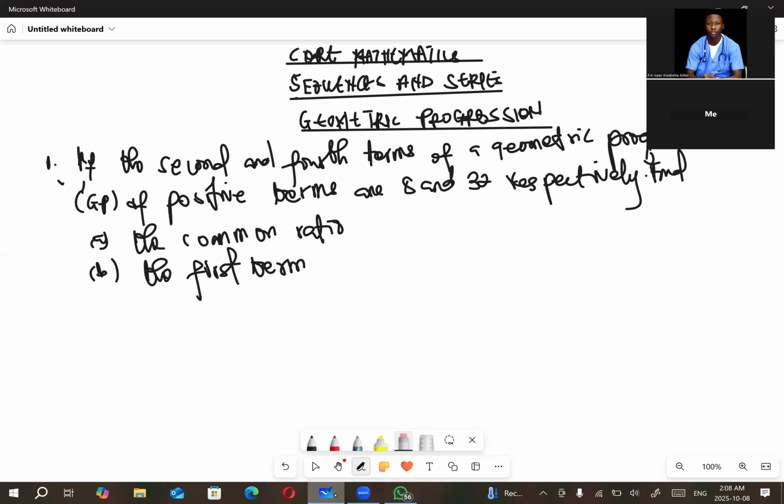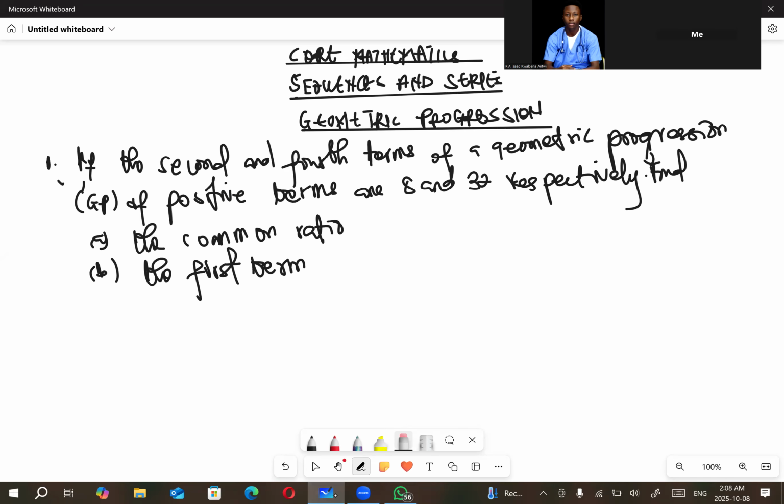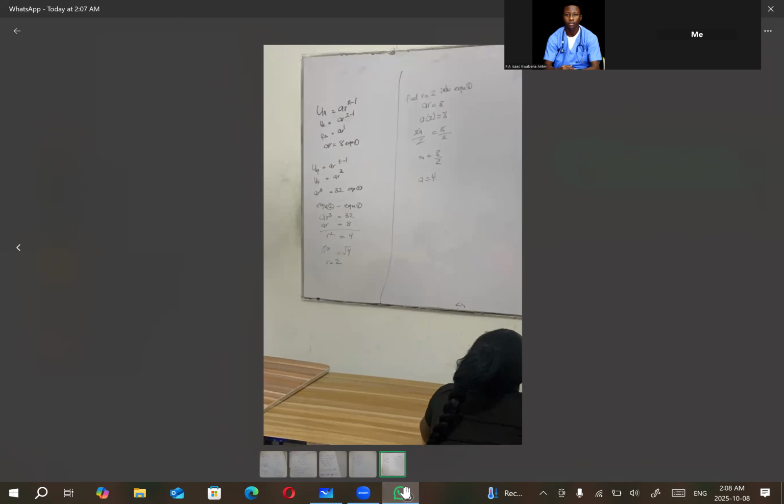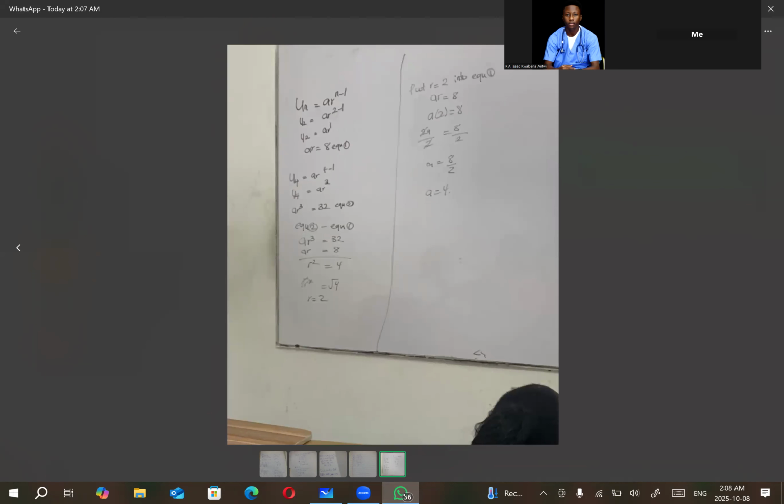Okay, so if the second and fourth term of a geometric progression of positive terms are 8 and 32 respectively, find the common ratio, and then the first term. Confirm if you can hear me. Yes, sir. Okay, so we are looking at the solution from the student.